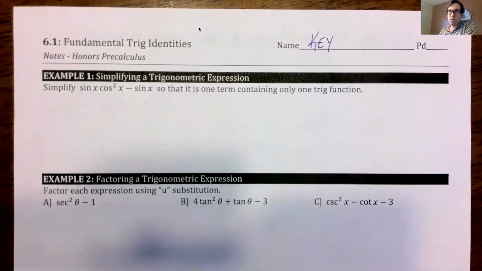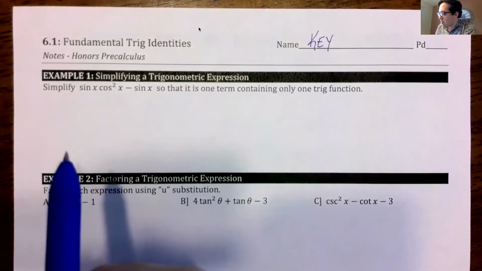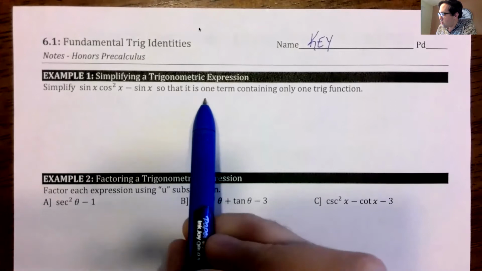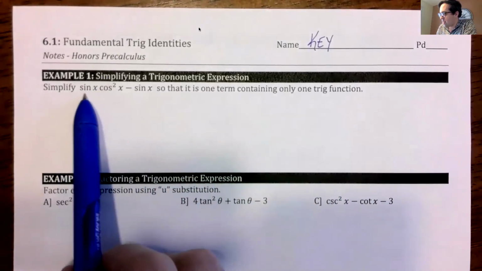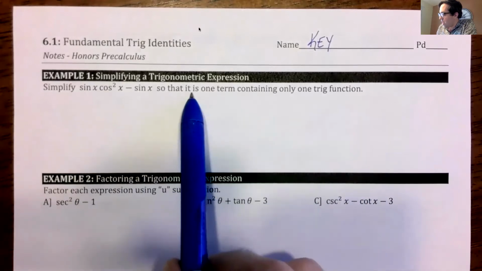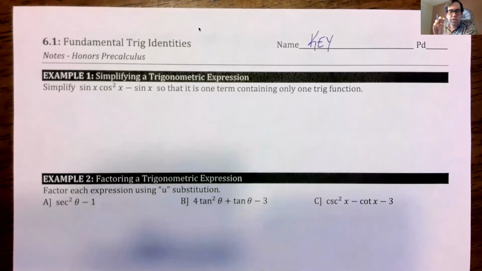We will have to use the unit circle a little bit in this unit, but I don't think that we will need it today. So we're going to try to simplify this expression. It should only be one term containing only one trig function. So think about this as our starting point. Our ending point is just a description, and we're going to try to use our quote dominoes to get from point A to point B.